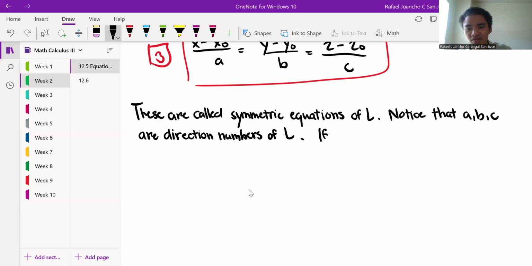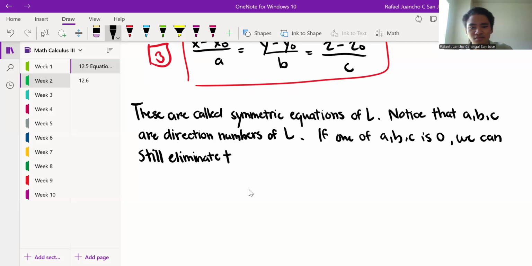So let's say if one of A, B, or C is 0, we can still eliminate T. Okay, so let's try an example here. So let's say if A is 0, then equations of L are as follows.